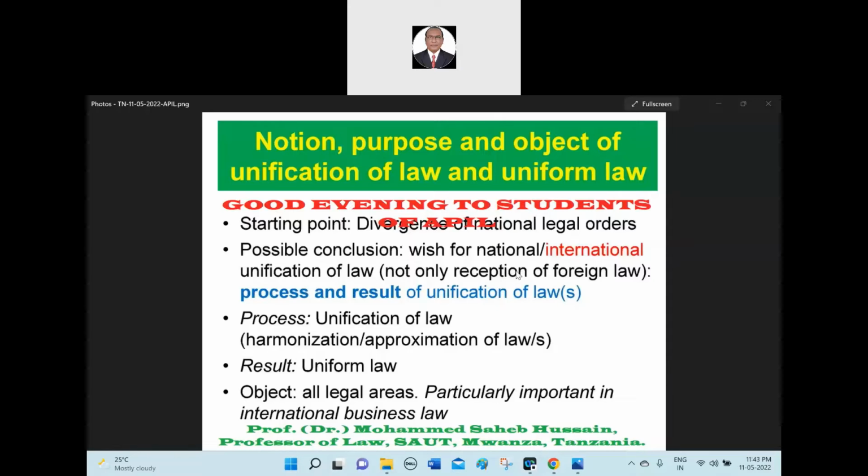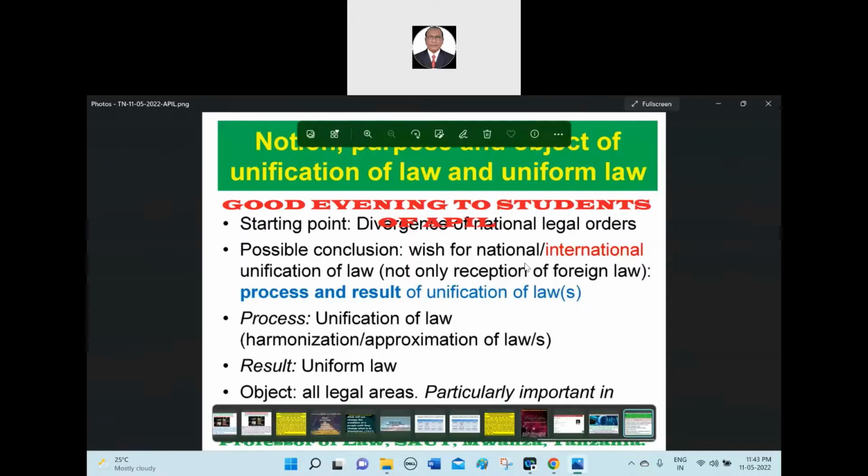Conventions and unification of the private international law.